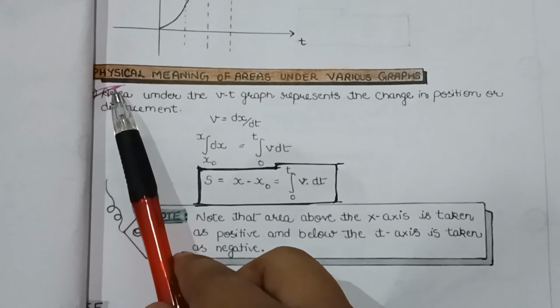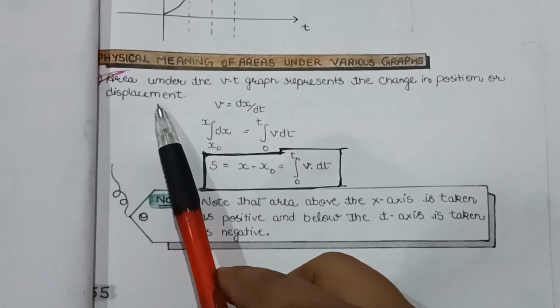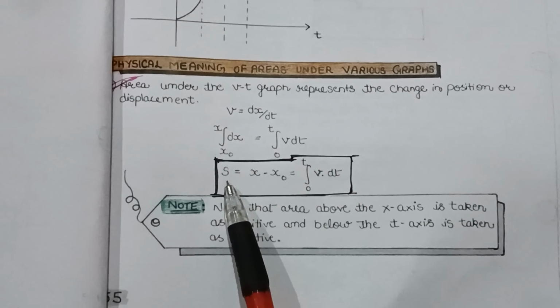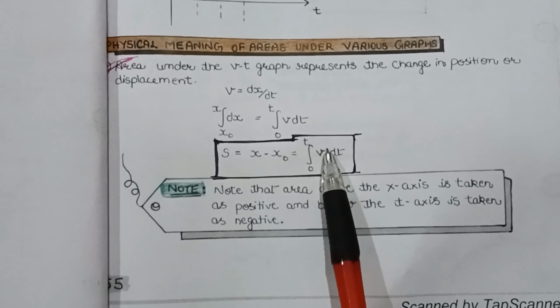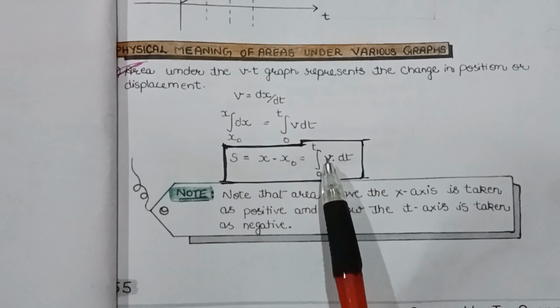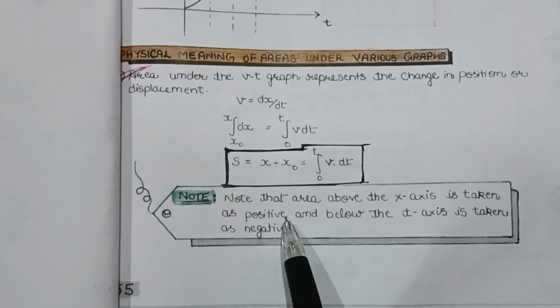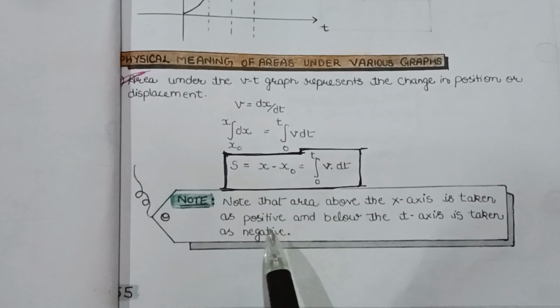Now we will learn about the physical meaning of areas under various graphs. Area under the VT graph represents the change in position or displacement. V is equal to dx by dt. Therefore, displacement is equal to final position minus initial position is equal to integration of v dot dt from 0 to t. Note that area above the x-axis is taken as positive and below the x-axis is taken as negative.